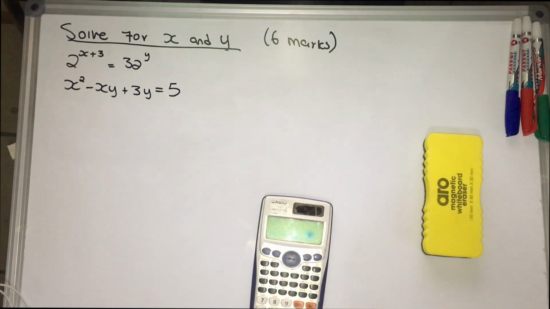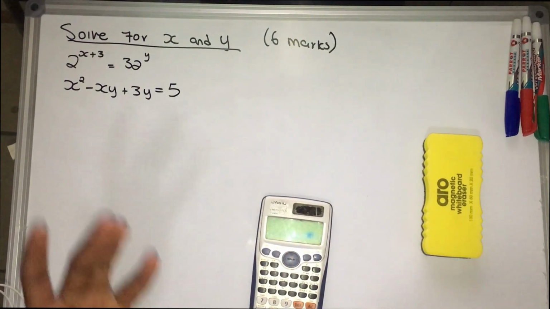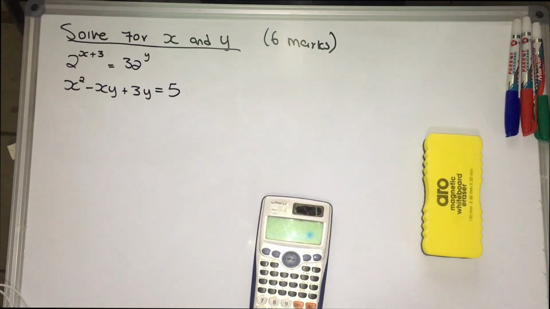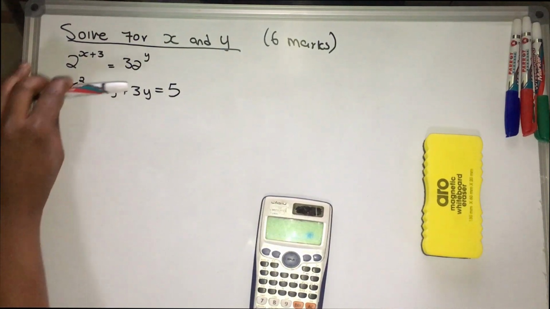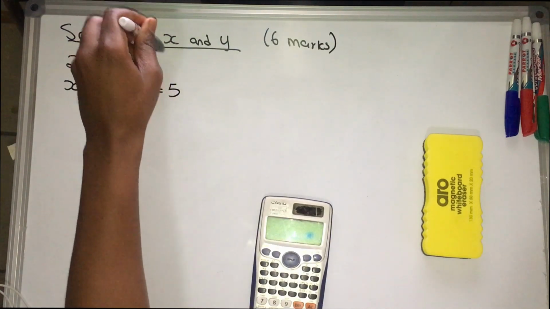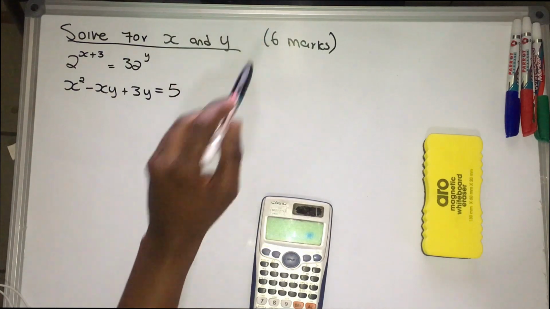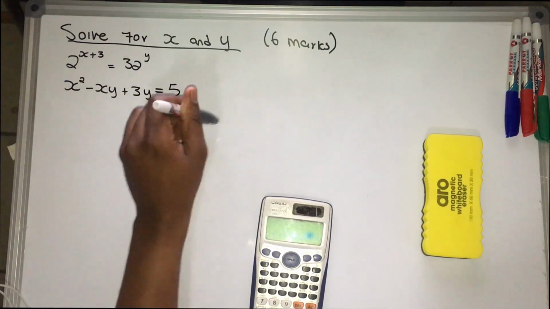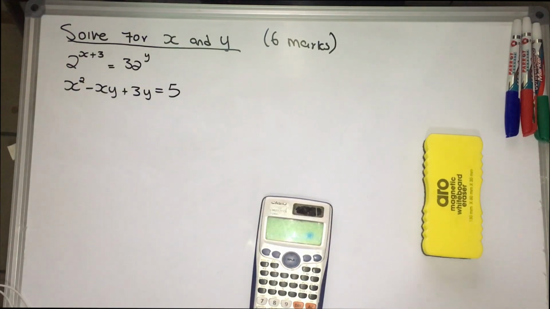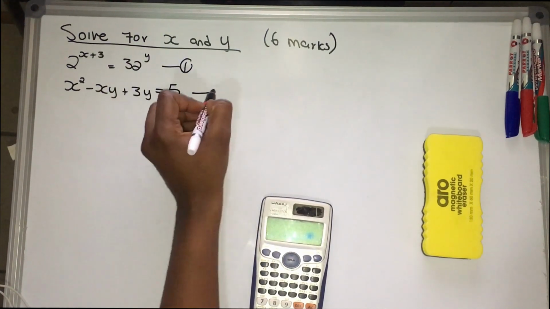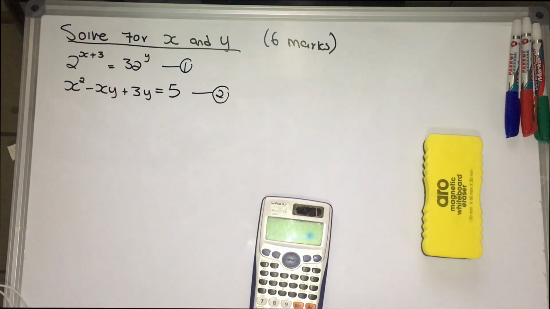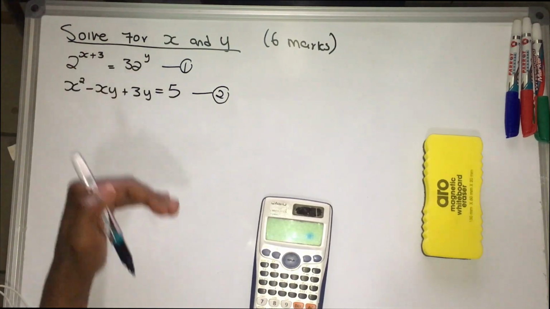Our next question involves solving for both x and y. Remember, a variable can be x and y, or a, b, or q, z. We'll solve this equation with 2 variables simultaneously. We have 2 equations: this is our equation 1 and this is equation 2. Equation 1 is exponential, so we first simplify that equation before we solve the simultaneous equations.